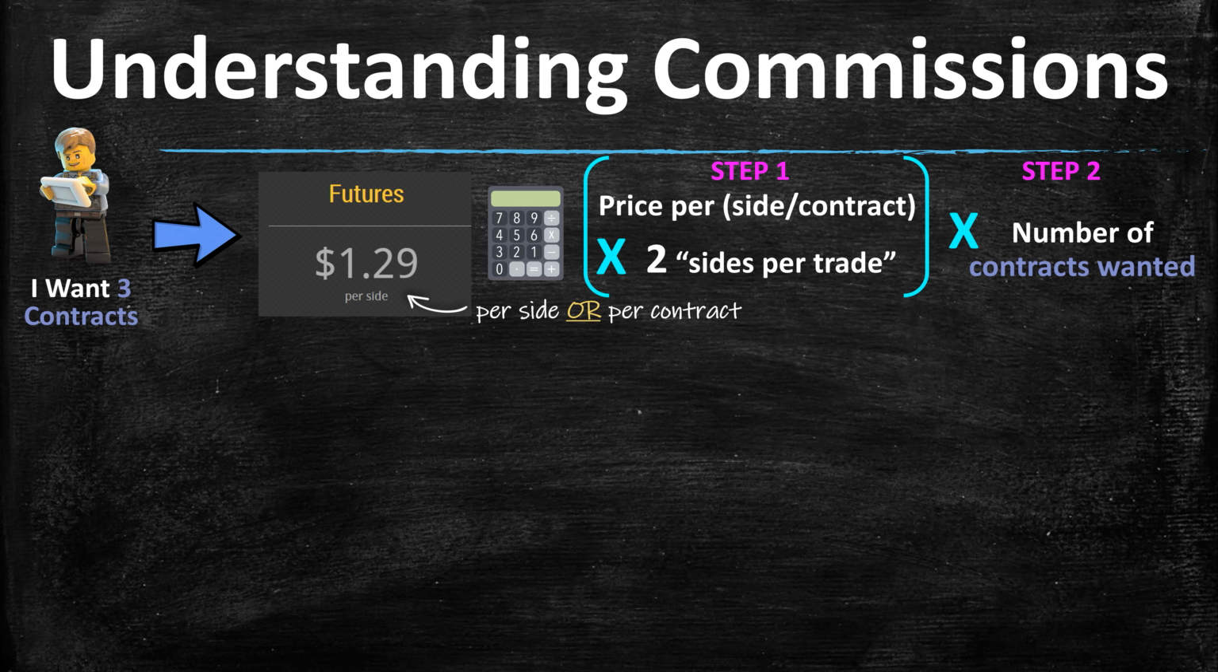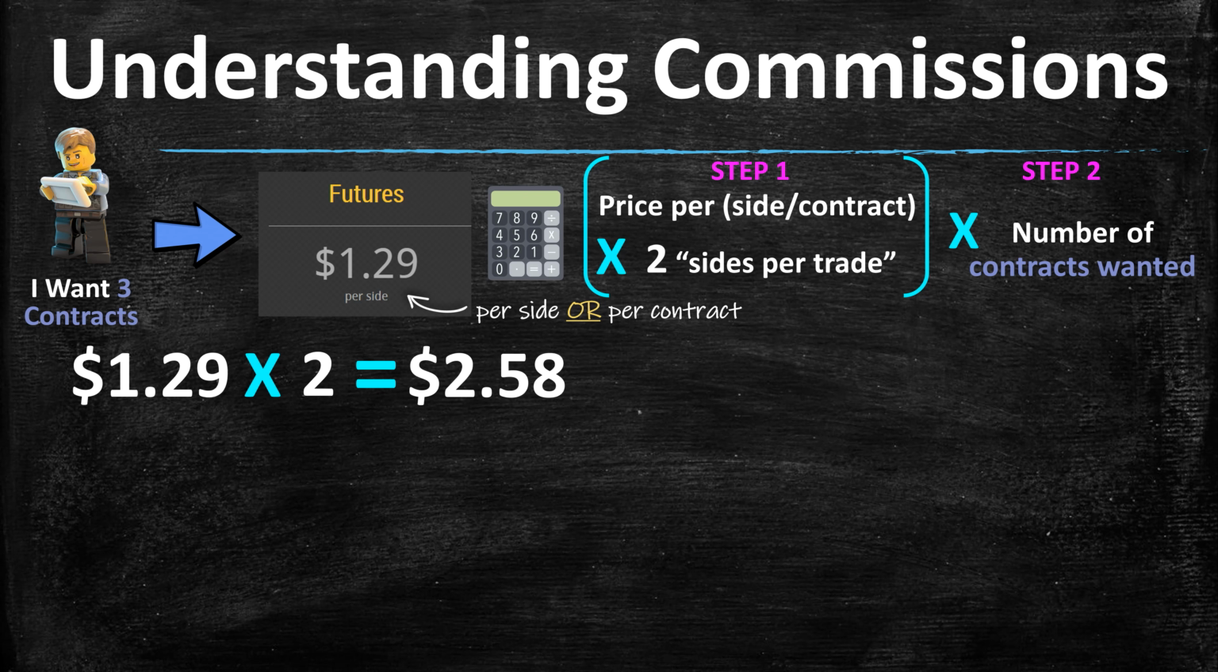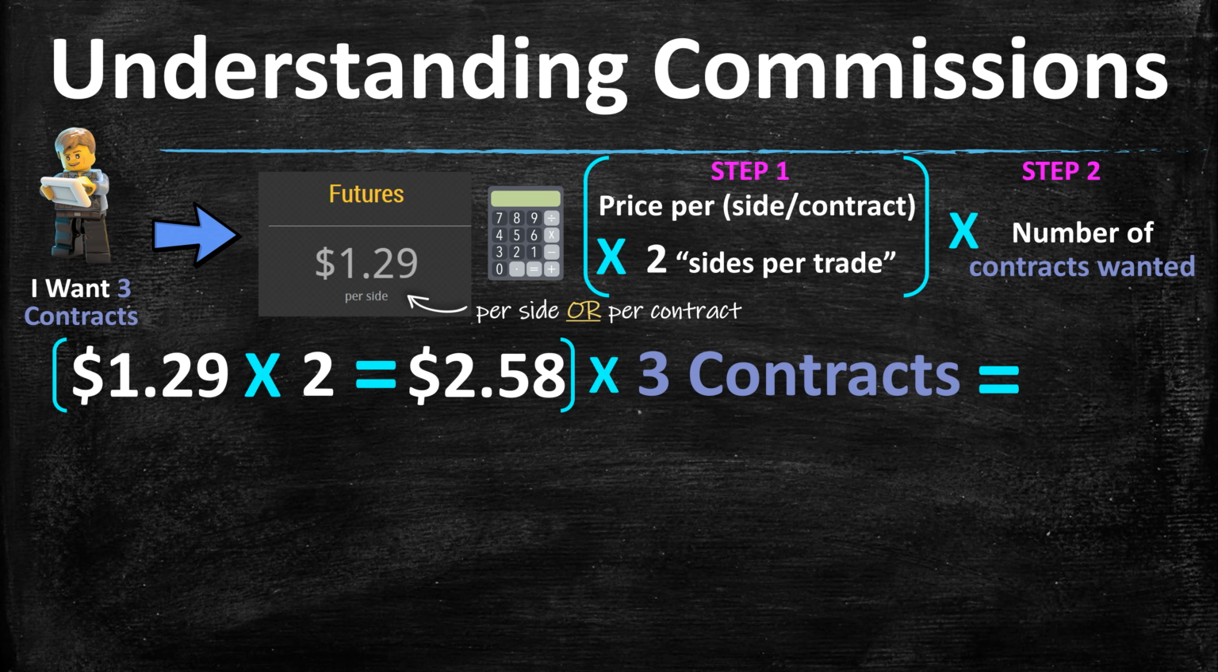So to assign some real numbers here, there's $1.29, right? And first we got to multiply that by 2, right? Because there's 2 sides, and that's going to equal $2.58. Now that we have that number, we need to multiply it by the number of contracts that are desired, and in this hypothetical situation, 3 contracts. So that's going to tell us that the entire trade cost from a commission standpoint is $7.74.